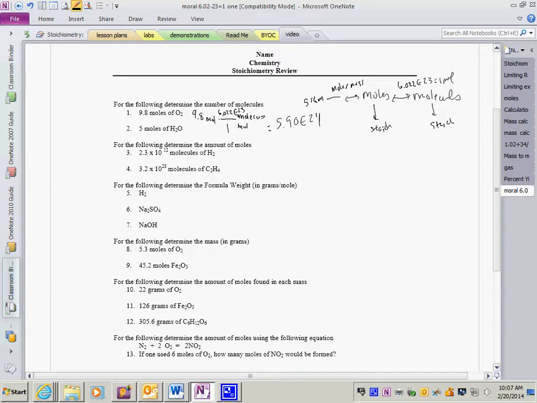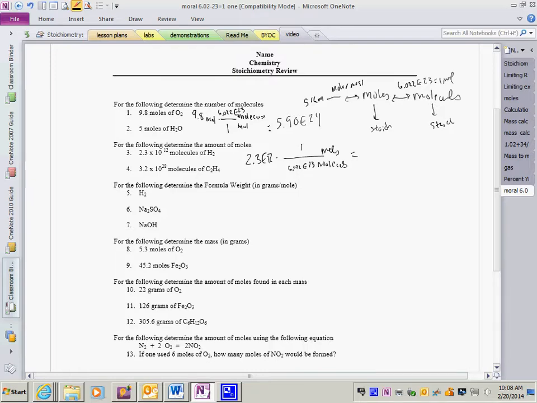Alright, in this case, the following: determine the number of moles. So we're going to go from molecules back to moles. We're just going to reverse this process. 2.3 e to the 12th, dot line, get rid of molecules and go to moles. 1 mole is 6.022 e to the 23rd, and just reverse that process.